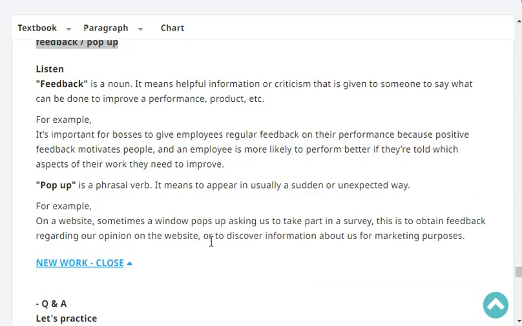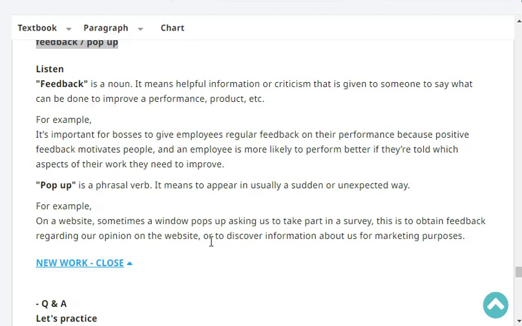For example, it's important for bosses to give employees regular feedback on their performance because positive feedback motivates people, and an employee is more likely to perform better if they are told which aspect of their work they need to improve. Pop up is a phrasal verb.